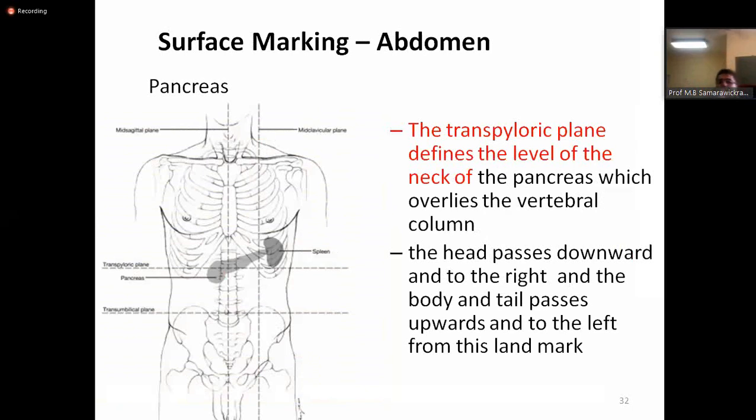Right, pancreas. So the transpyloric plane defines the level of the neck of the pancreas. Right, you can see the neck of the pancreas is crossed by the transpyloric plane at the midline, and from that point, right and inferiorly, the head is placed, and the body lies in an oblique plane extending into the left hypochondrium towards the hilum of the spleen, the tail of the pancreas. Right, so that's the pancreas.